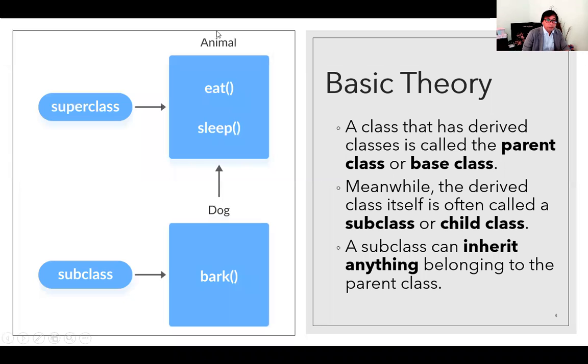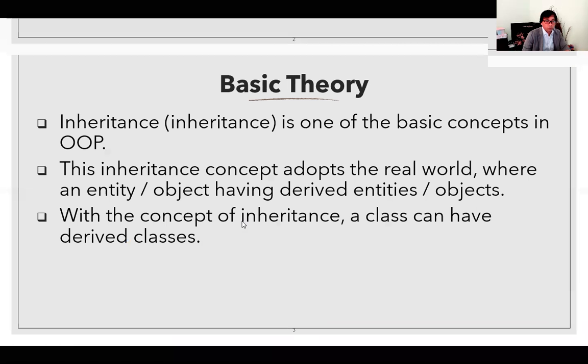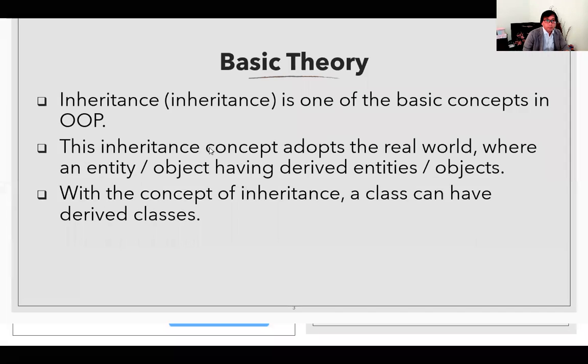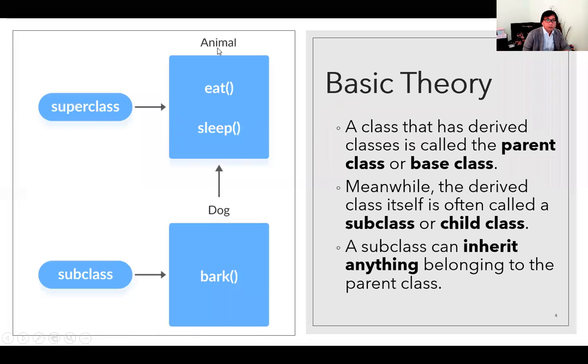As the example below, as you can see, in the basic theory of inheritance, a class that has derived classes is called the parent class or base class. Meanwhile, the derived class itself is often called a subclass or a child class. A subclass can inherit anything belonging to the parent class. So, as you can see, this is the parent class or the superclass, and then this is the subclass.